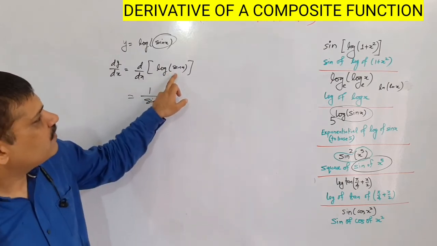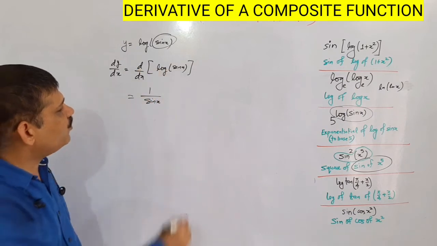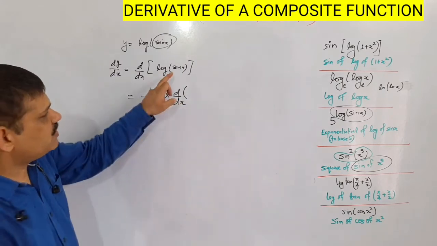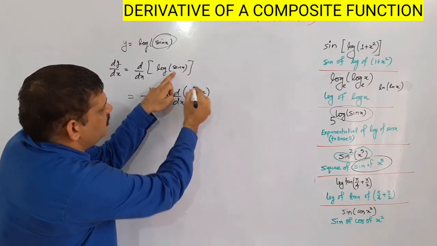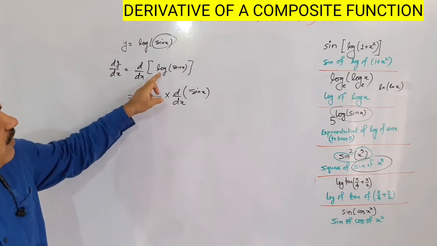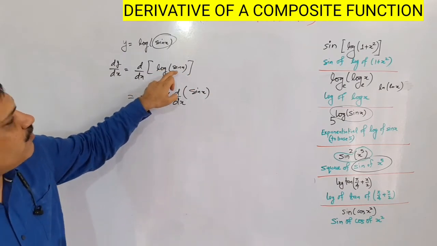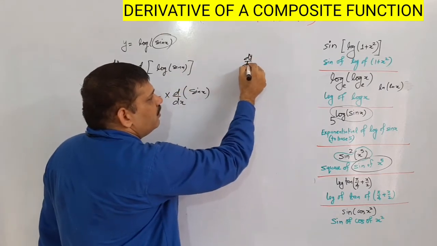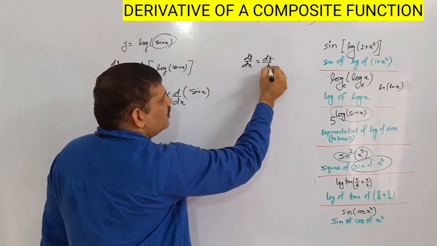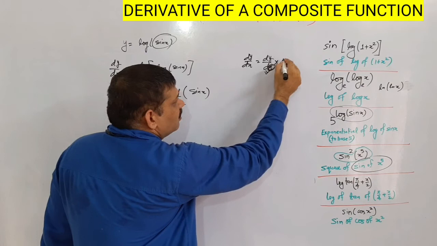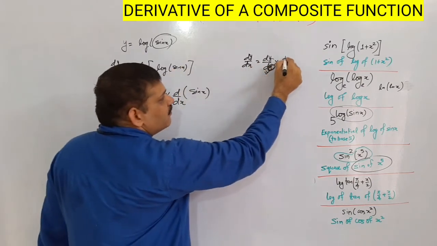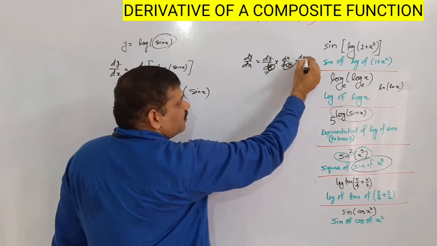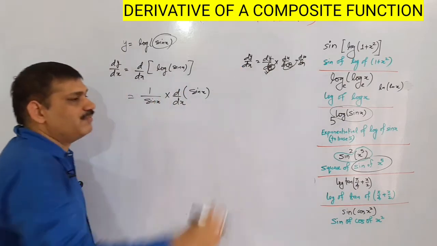If we take this as u, then log of u becomes 1 upon u into the differentiation of that which we took as u. What did we take as u? sin x. See, the derivative of log of variable is 1 upon variable into derivative of that variable. Always, how does the chain rule go? Derivative of y with respect to x is derivative of y with respect to u, and this variable will be differentiated further, du by dv, with respect to v, and that variable again will be differentiated with respect to x, until we reach x.